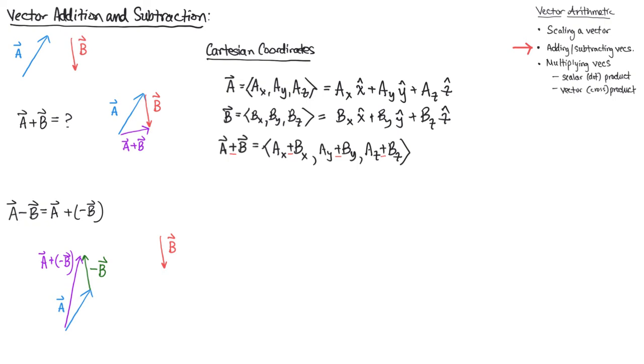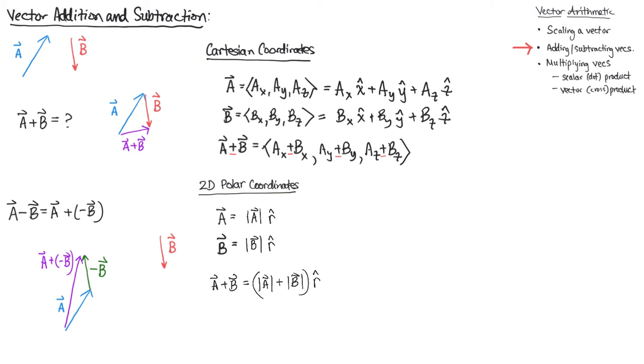What about in polar coordinates? Let's take a look at that. First of all, how do we write down these vectors A and B in 2D polar coordinates? What we already know from our previous work is that the vector A has a magnitude of A in the r hat direction, and the vector B has a magnitude of B also in the r hat direction. And you may be tempted to say A plus B is simply sum up the components A and B in magnitude and point those in the r hat direction.